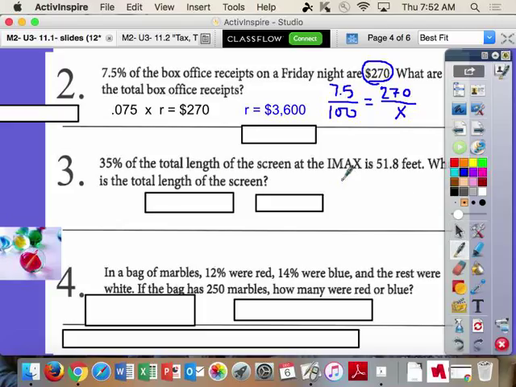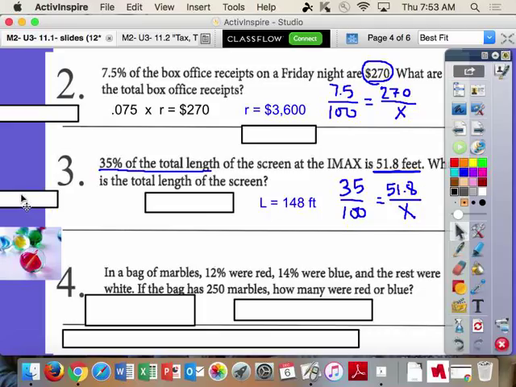35% of the total length. So what is that percent? 35 over 100. Our percent over our percent whole equals, is this 51.8 the total length? No, because 35% is this. So this would be 51.8 over x. We don't know what that is. So solve that. x equals 148. Again, what is this as a decimal? 0.35 times whatever the length is equals that. Divide by 0.35, you get the same answer.